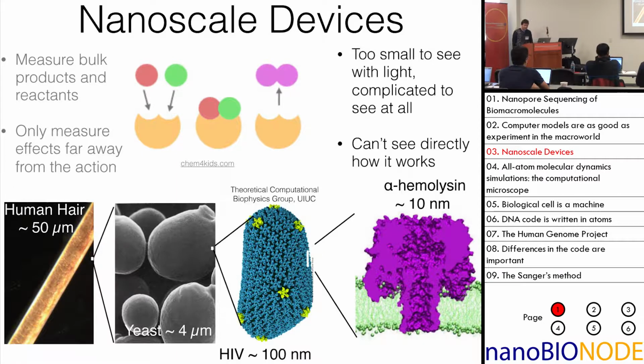Here are some figures that show you the scales at which bio things happen. Well, we are a bio thing, right? Our scale is 2 meters, and then it goes down from there. A human hair is about 50 micrometers, yeast is about 4 microns, HIV virus about 100 nanometers, a protein 10 nanometers. An ion, 3 angstroms. A hydrogen atom, 1 angstrom. There's nothing less than that we care about.